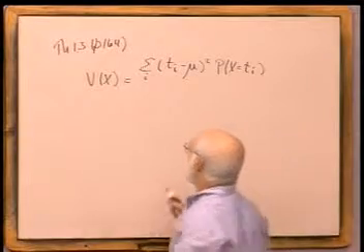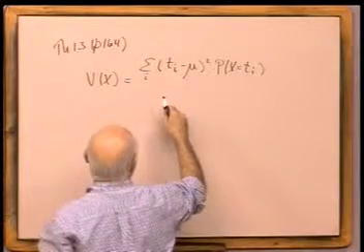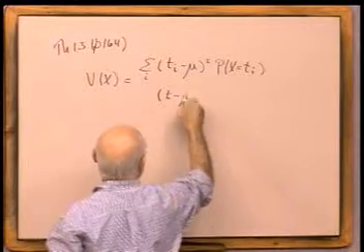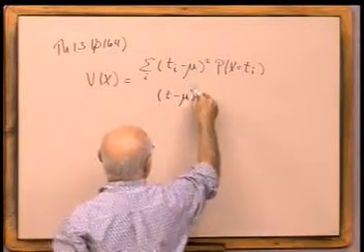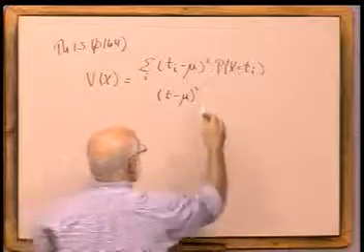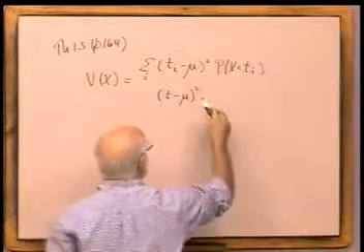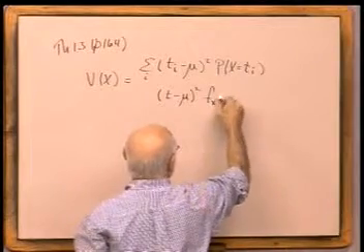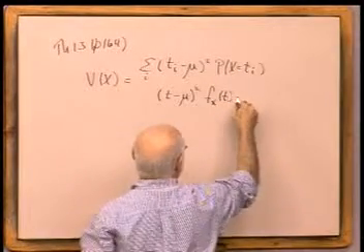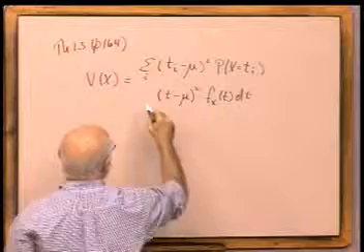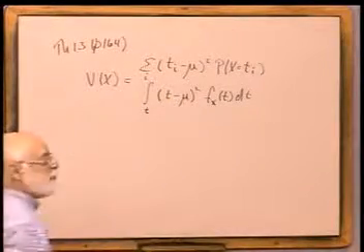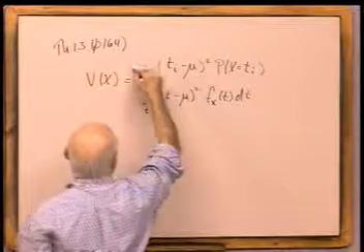If the random variable is continuous, then the analog would be this. Instead of t sub i, I'll just write t. I still have a mu, which is the expected value. I still have a square. In place of the probability that x equals t sub i, I write the probability that x equals t, which of course is the density function at t dt. And then I integrate over all t instead of summing over all i. And so those are my formulas.